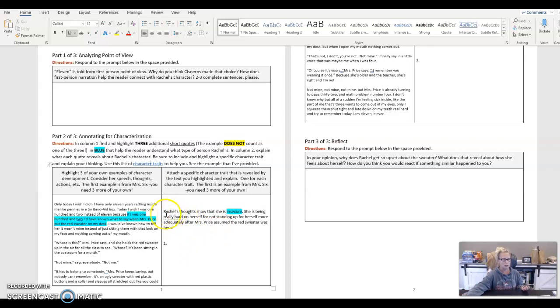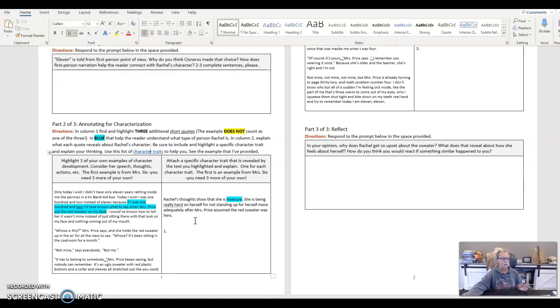So we highlighted that little area, and then the explanation is: Rachel's thoughts show that she is insecure. She's being really hard on herself for not standing up for herself more adequately after Mrs. Price assumed that the sweater was hers, right? So that's a great example of her being insecure.